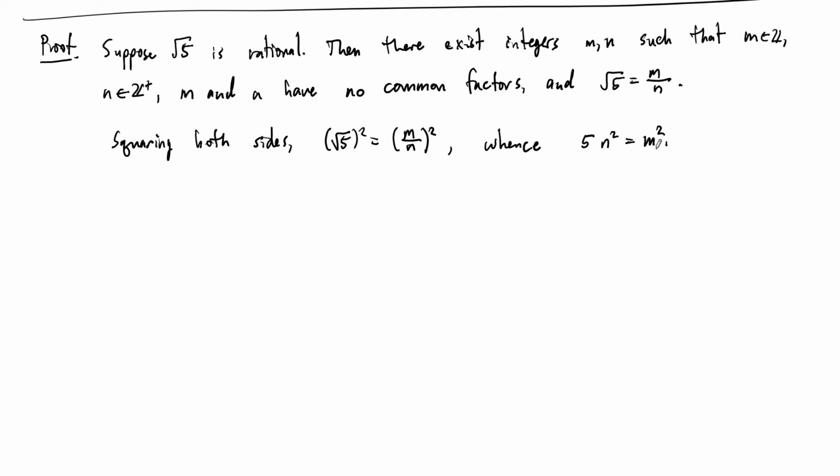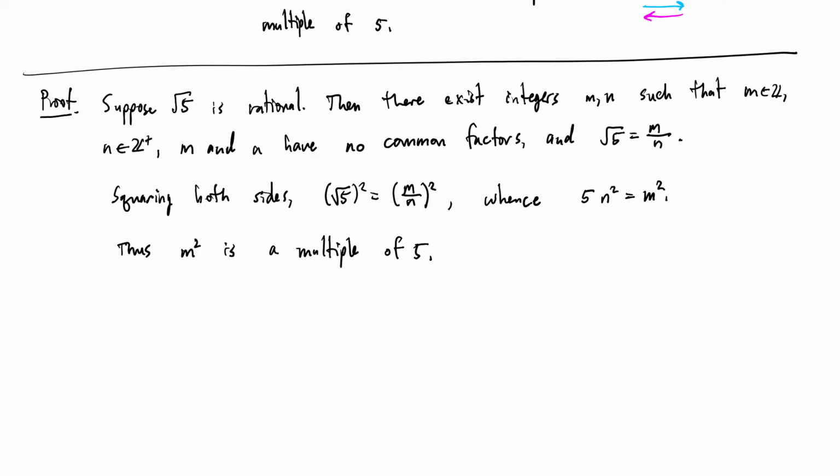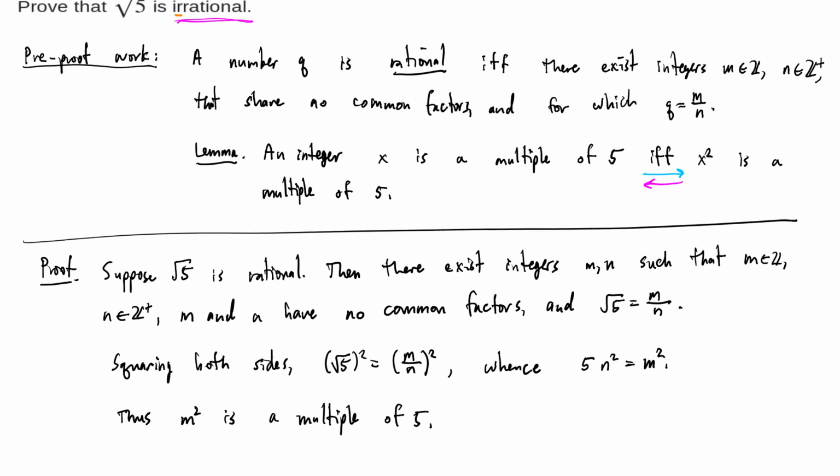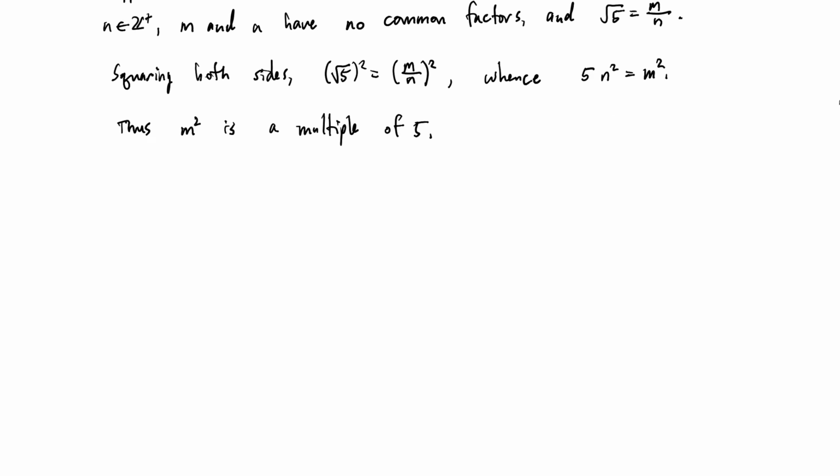This tells us that m squared must be a multiple of 5. It's equal to 5 times an integer. So let's write that down. Thus m squared is a multiple of 5. And what does this tell us? This is where we need the lemma. We go back up to our pre-proof work, and our lemma goes in both directions, but one of the directions says that if x squared is a multiple of 5, then x is a multiple of 5. That's what we're going to apply here. So m squared is a multiple of 5. We can then deduce by the lemma.